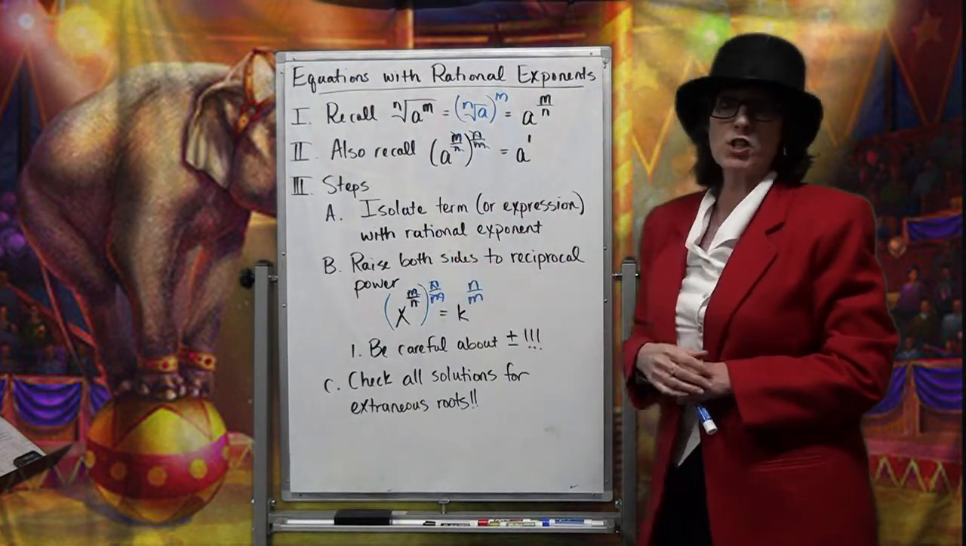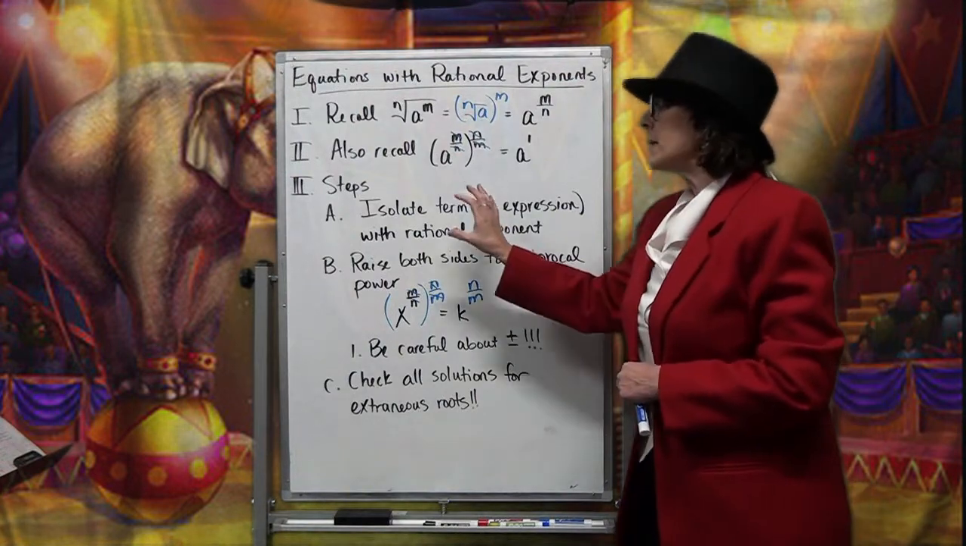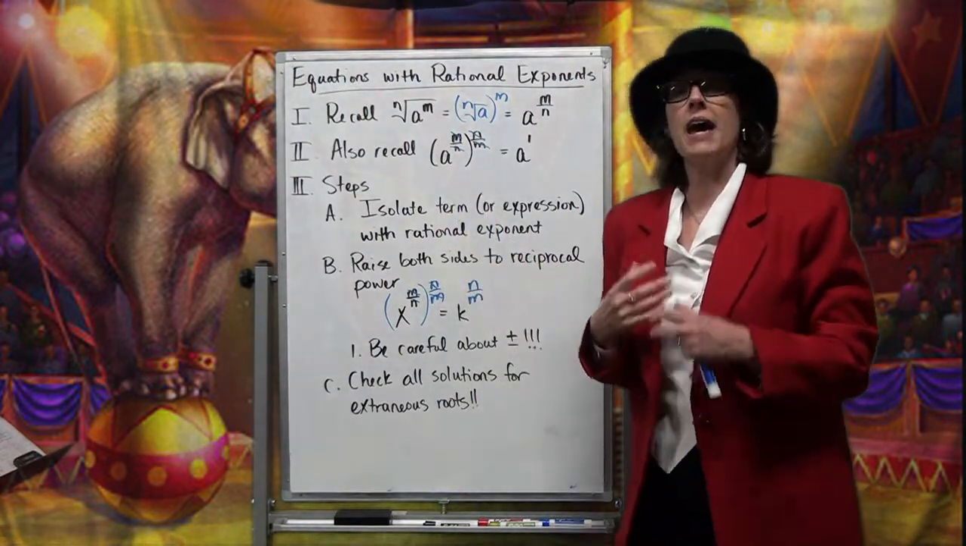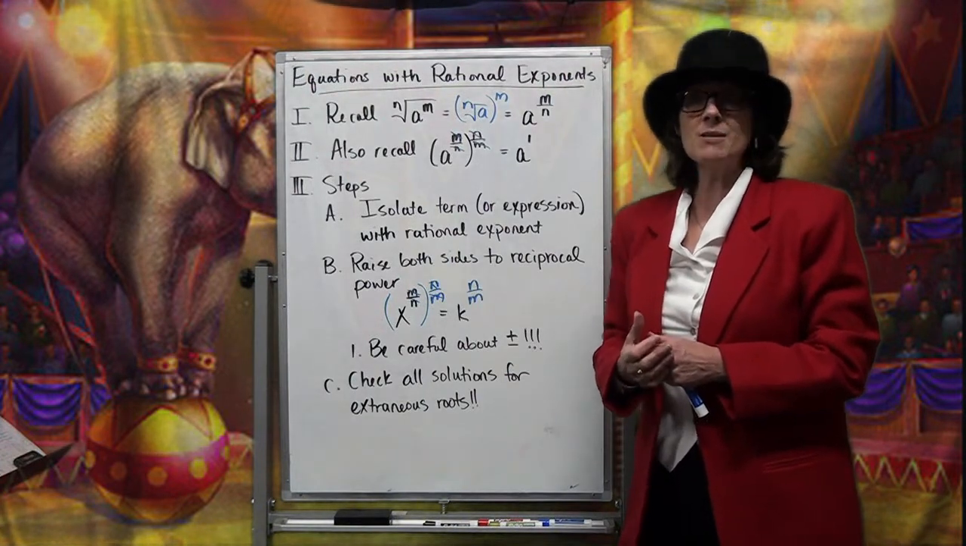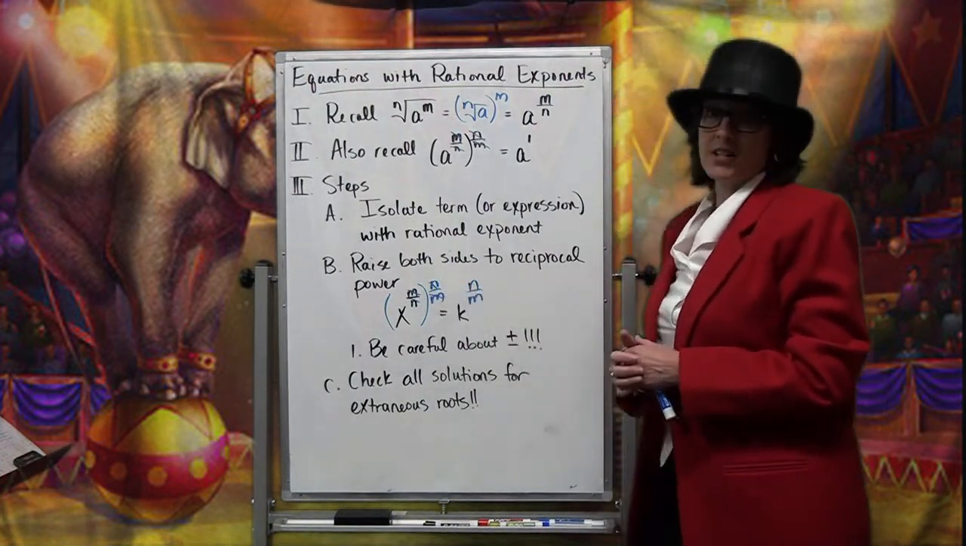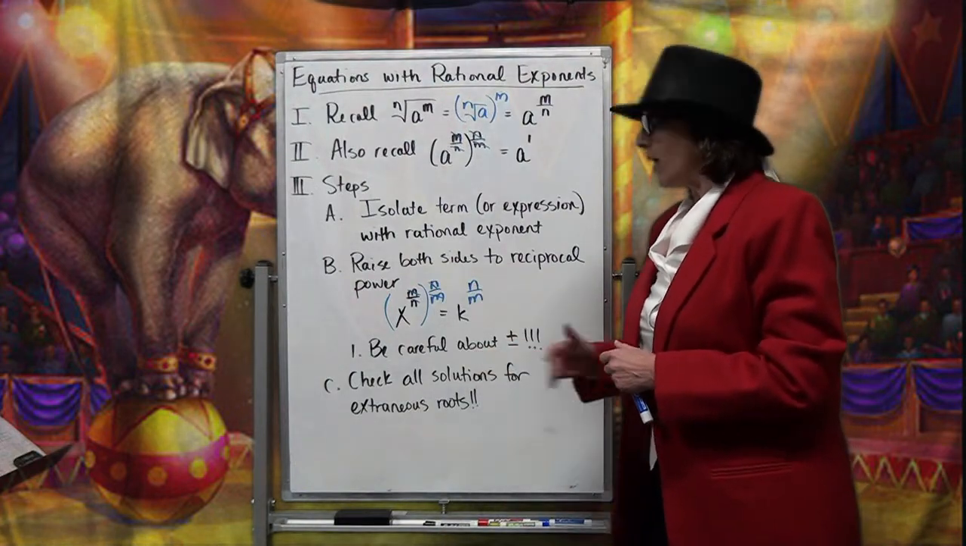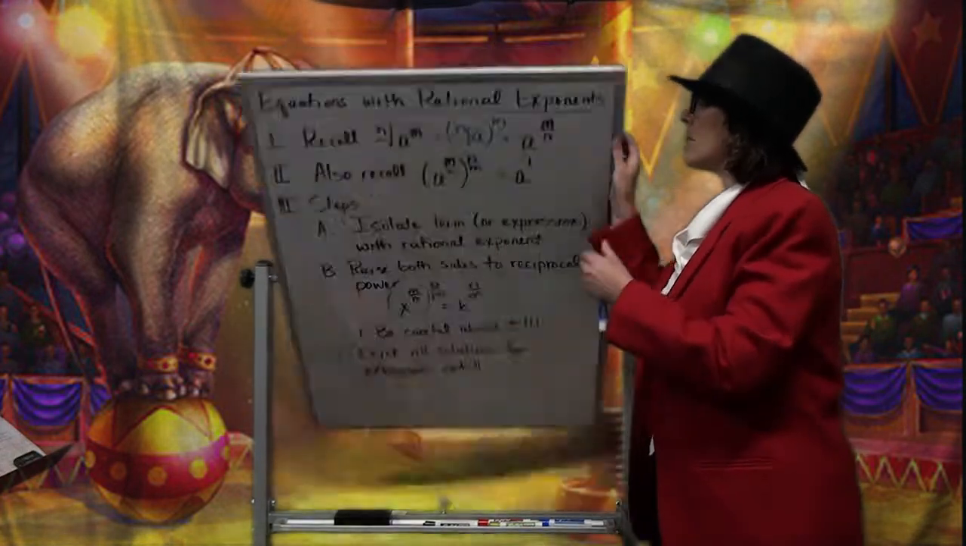Now, it does say expression. We'll take a look at that in the second example. But the idea is get the term that has the rational exponent completely by itself. Once it's by itself, then you can raise both sides to that reciprocal power. And be very careful about that plus minus. So let's go back and take a look at that.